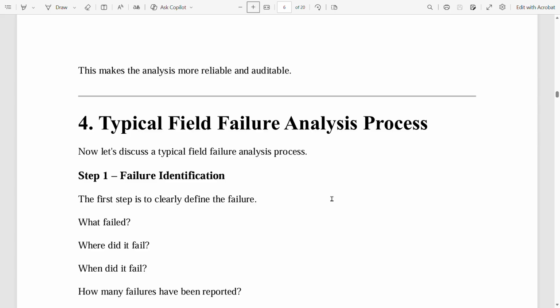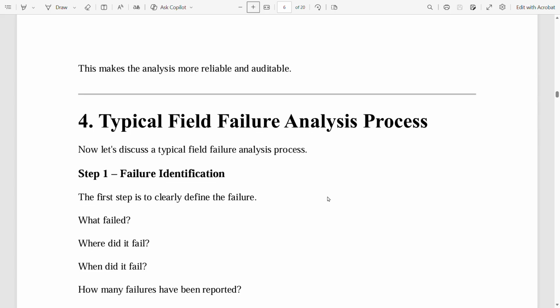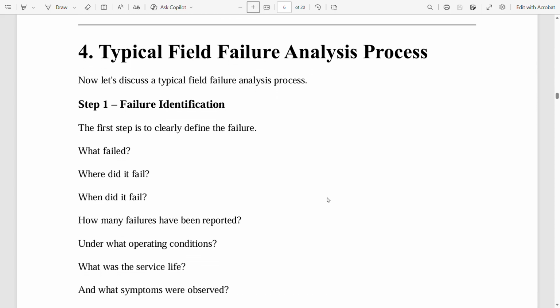The next is the typical field failure analysis process. Now let's discuss a typical field failure analysis process. Step 1. Failure identification. The first step is to clearly define the failure. What failed? Where did it fail? When did it fail? How many failures have been reported?